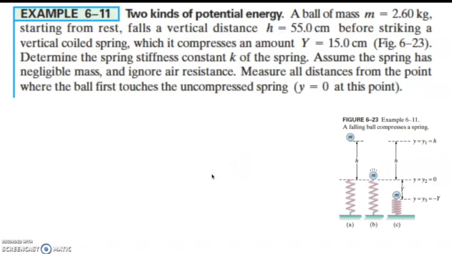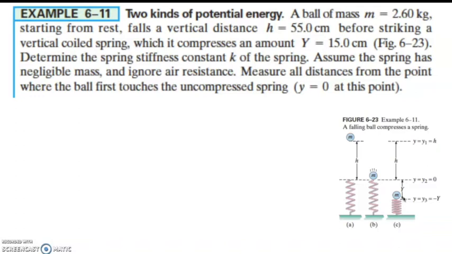Two kinds of potential energy. A ball of mass 2.60 kilograms starts from rest, falls a vertical distance of 55 centimeters, strikes a coiled spring which compresses 15 centimeters. We want to find the spring stiffness constant of the spring. Assume the spring has negligible mass and ignore air resistance.